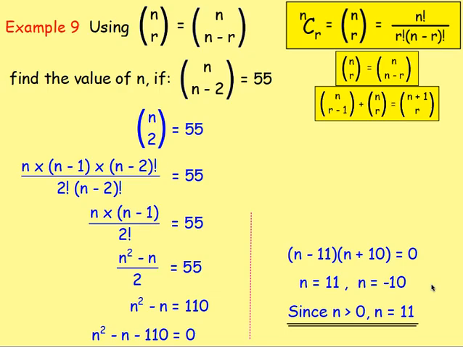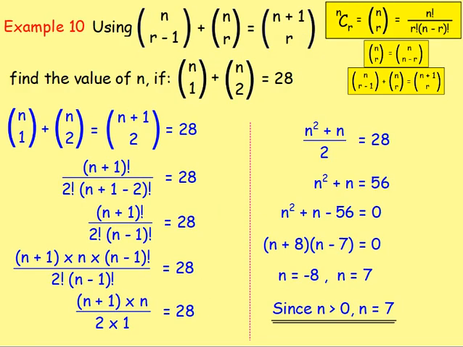Remember, you cannot have less than 0 objects. It's going to be a positive number, so n here would be 11.